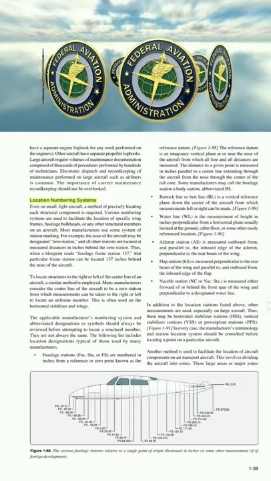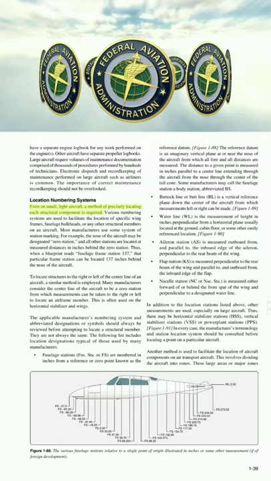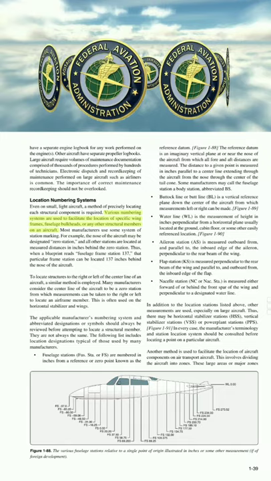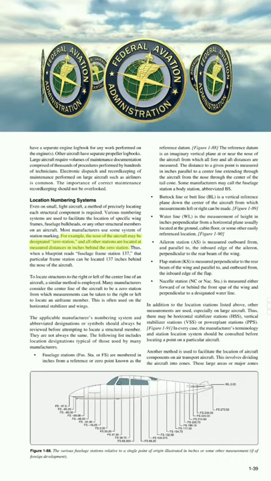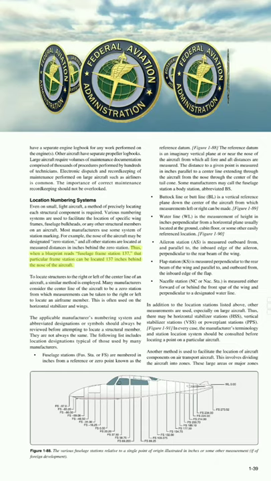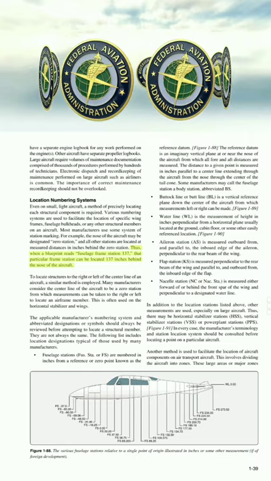Location numbering systems. Even on small, light aircraft, a method of precisely locating each structural component is required. Various numbering systems are used to facilitate the location of specific wing frames, fuselage bulkheads, or any other structural members on an aircraft. Most manufacturers use some system of station marking. For example, the nose of the aircraft may be designated zero station, and all other stations are located at measured distances in inches behind the zero station.